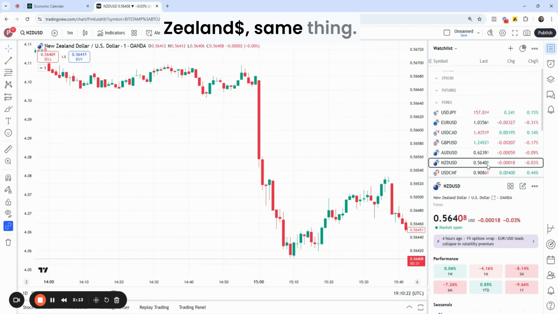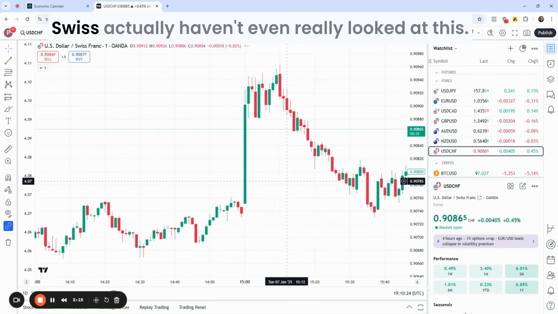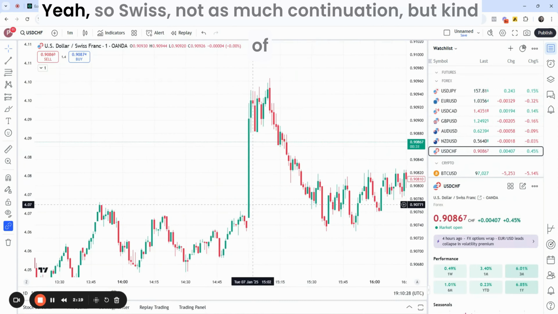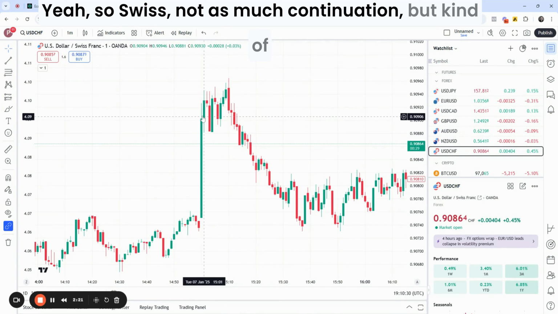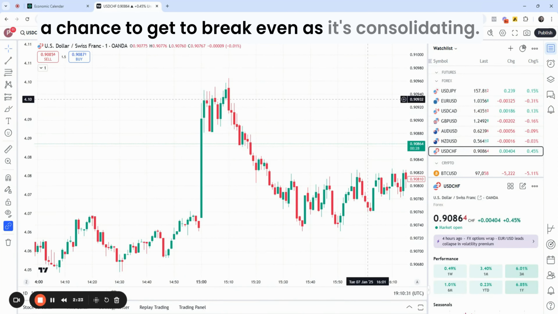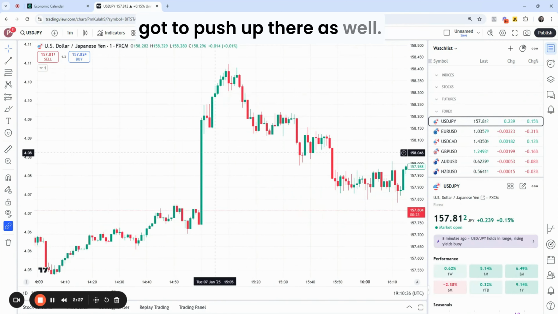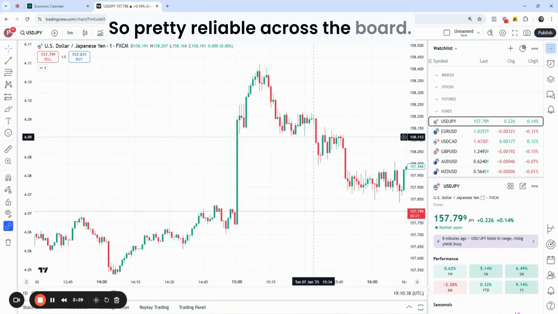New Zealand dollar, same thing. Swiss, actually, I haven't even really looked at this. So Swiss, not as much continuation, but kind of a chance to get to break even as it's consolidating. And then the dollar yen, you got a push up there as well. So pretty reliable across the board.